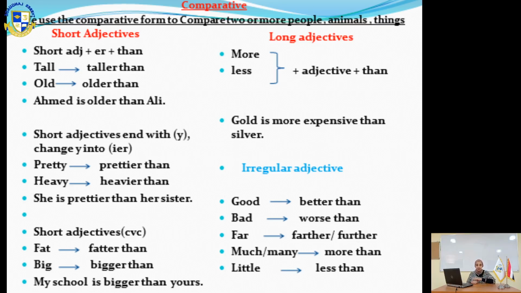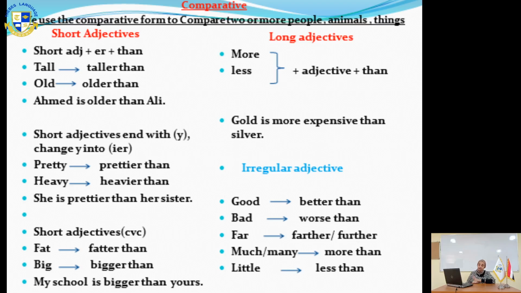So with 3 syllables, we can't add ER. It's going to be very long. We can't say expensiver. Wow, it's very long. So what we have to do here, we have to add more before the adjective, not after it. For example, if I have the word expensive or the word comfortable, we have to say more expensive than or more comfortable than. For example, when I say gold is more expensive than silver, it means that we have to pay lots of money for gold than silver.